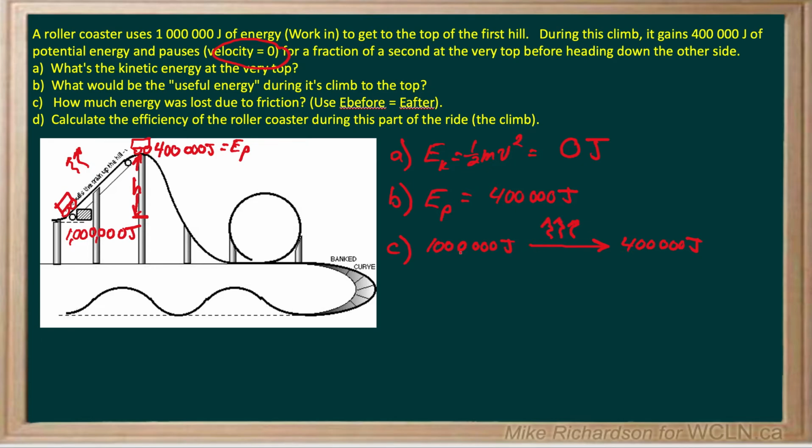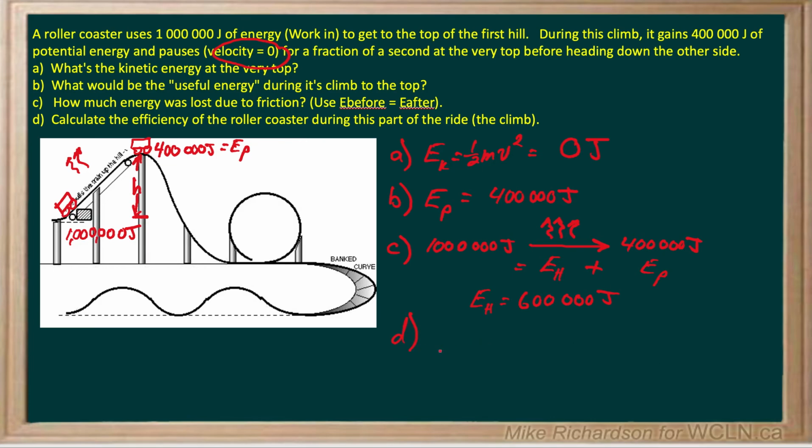So this 1 million joules of electrical energy being consumed by the motor went into potential energy and some sort of thermal energy, some sort of heat energy. Those two things must add together to make 1 million. So if we do a little bit of subtraction, if I take the 1 million and I subtract 400,000, it looks like my thermal energy produced was quite substantial, 600,000 joules of energy.